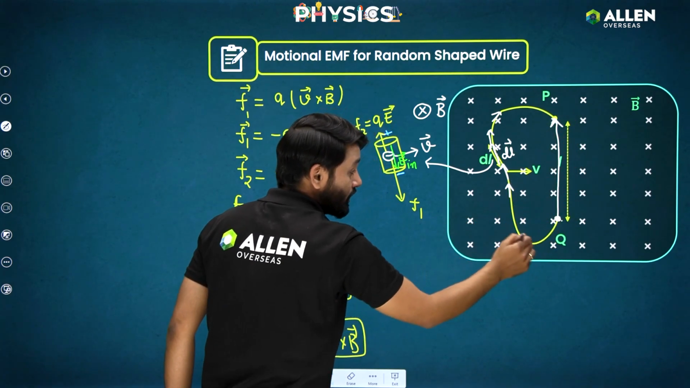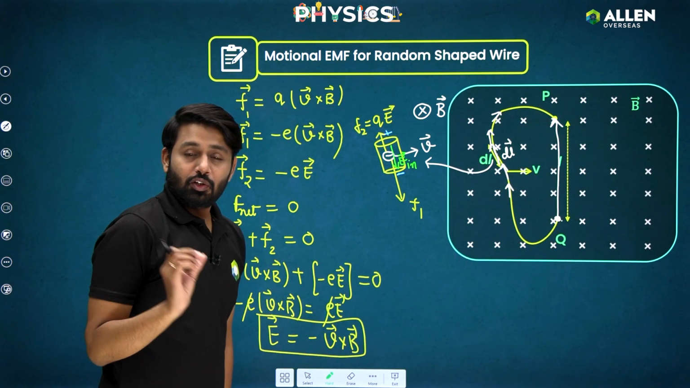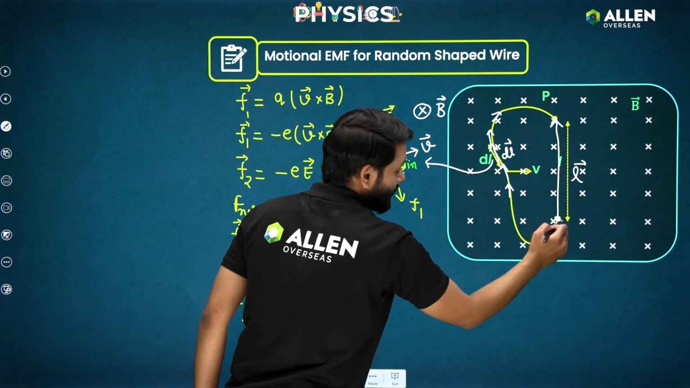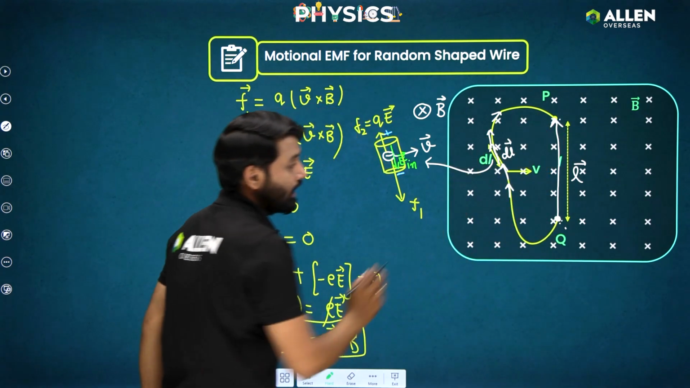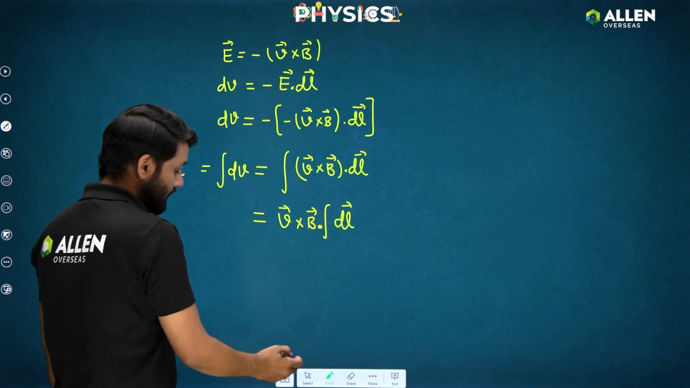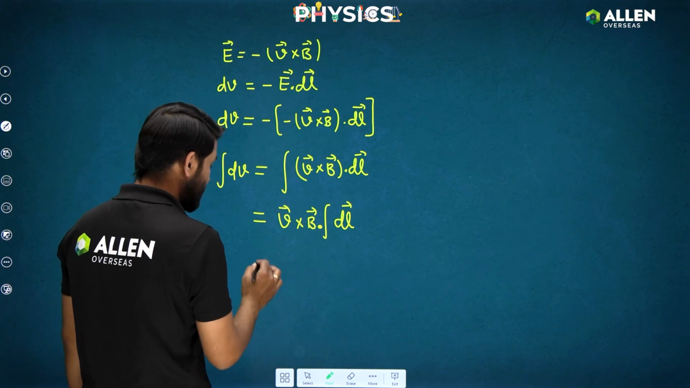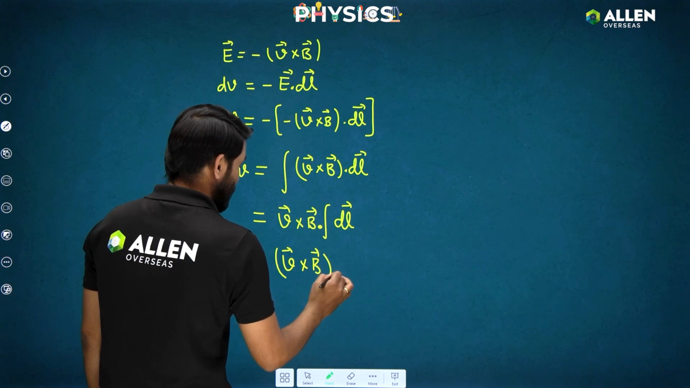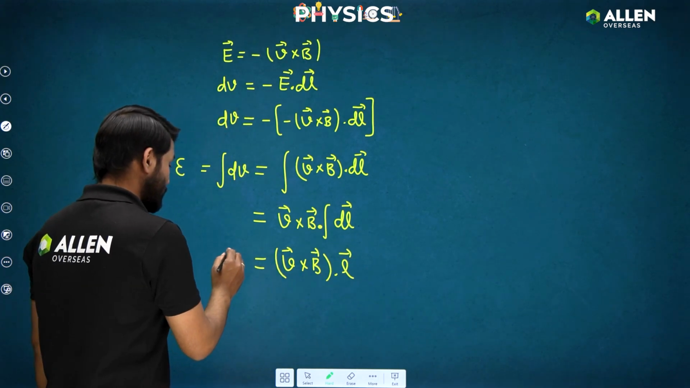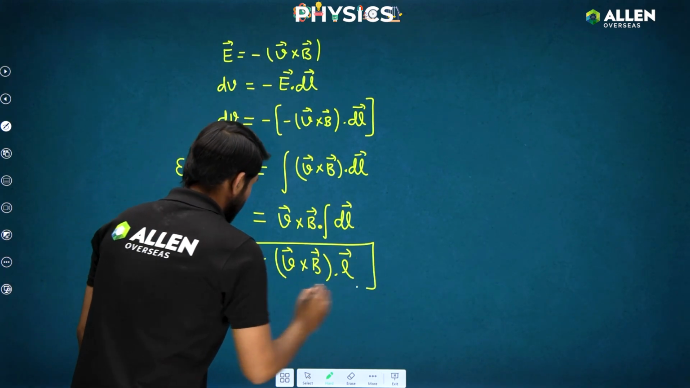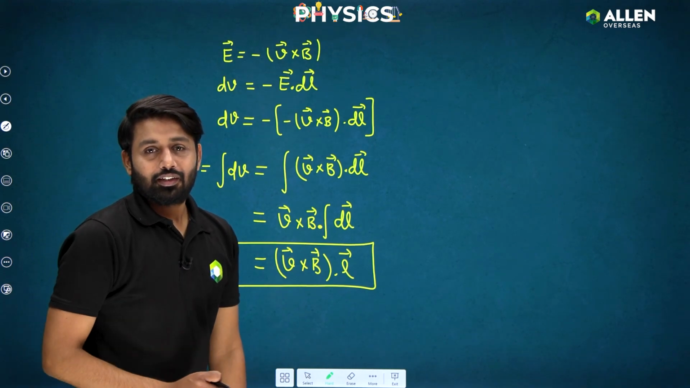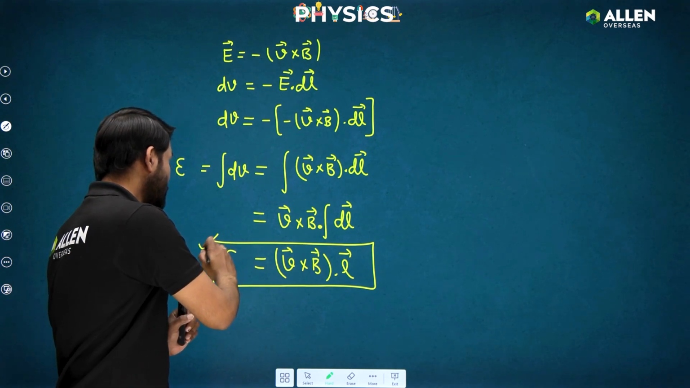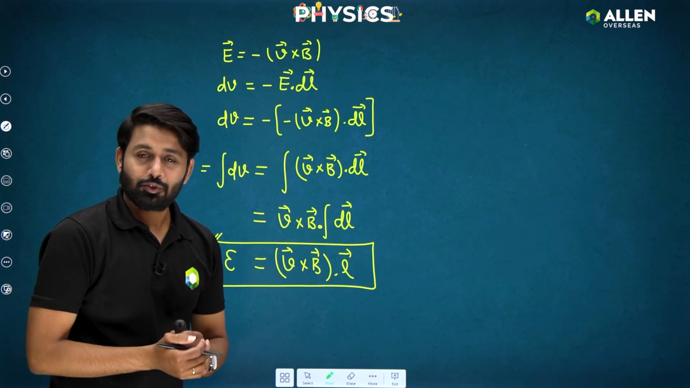Okay, so this will give you the resultant of all these additions of small dl vectors, right? This is your L vector, at this tail, at this head. Is that clear? So I am replacing this with V cross B vector dot L vector. So this is your induced electric field. So this is your induced EMF. This formula you have to keep in your mind, right students?